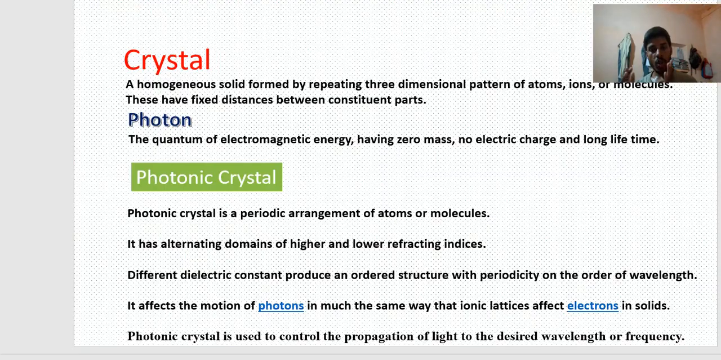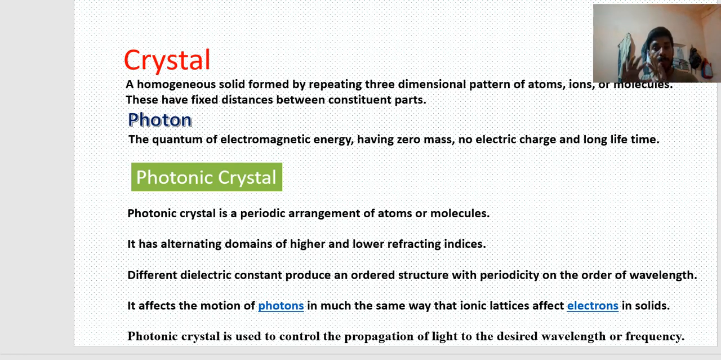Before discussing the photonic crystal, let us learn a little bit about the crystal and the photon. A crystal is a homogeneous solid formed by repeating three-dimensional patterns of atoms, ions, and molecules, and the separation between these atoms, molecules, and ions is fixed. And the photon is a well-known term. It is a quantum of electromagnetic energy having zero mass, no electric charge, and a long lifetime. That is, it is massless, chargeless, and has a long lifetime. So let's go to the photonic crystal.